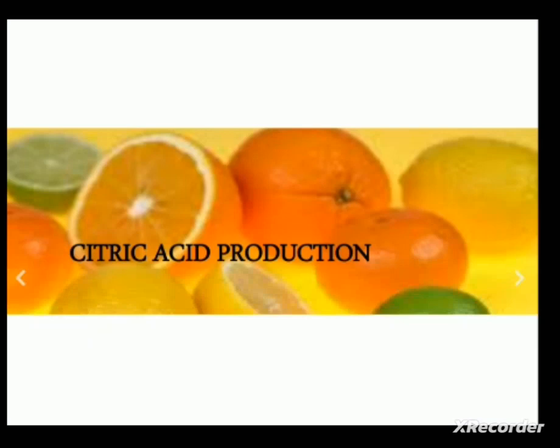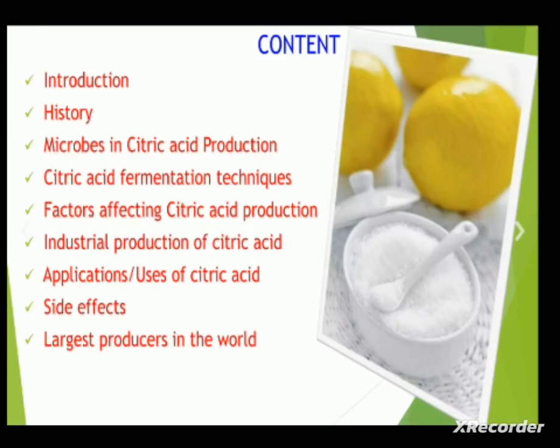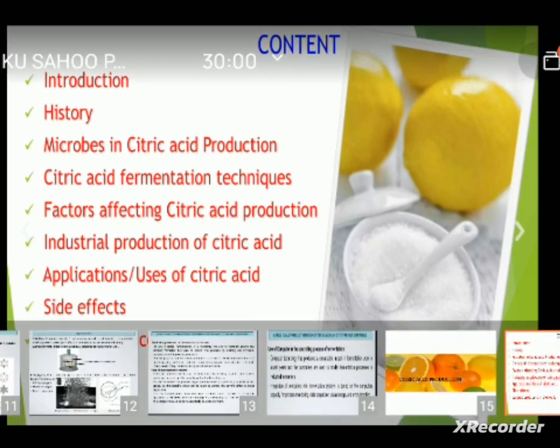So come to the next point, citric acid production. All of you know citric acid is naturally available in citrus fruits. Citrus fruits means orange and lemon. Exactly, you are right. These are natural sources of citric acid. Here we will discuss different applications, uses, industrial production and large scale production of citric acid.